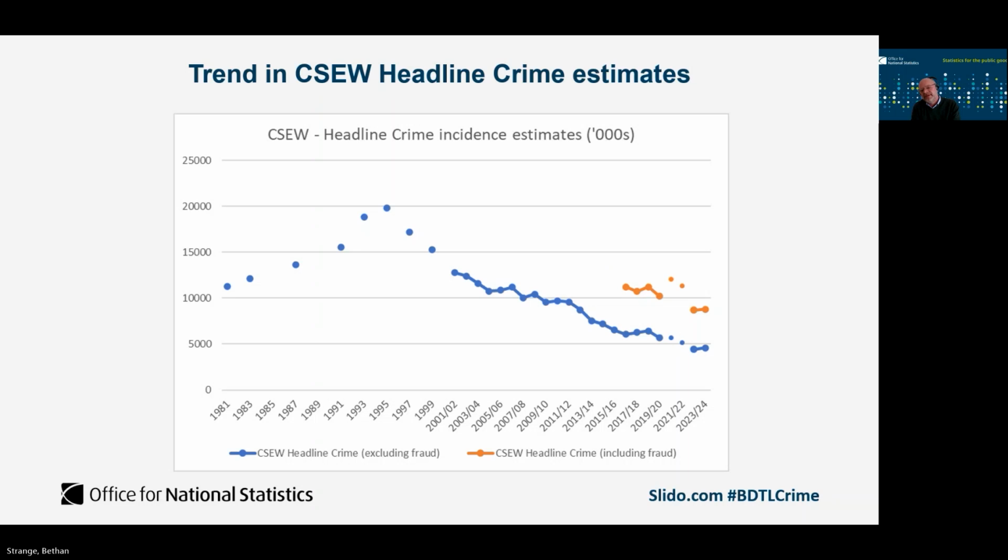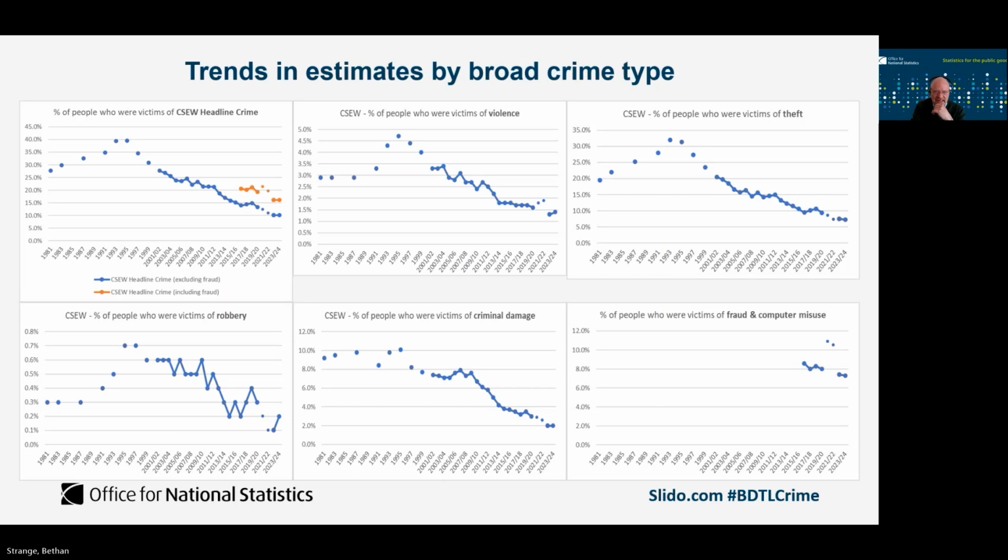They jumped quite a lot during the pandemic, which may have been a reality, but may have been partly due to the way that we had to change how we administered the survey. Next slide, please. And we can think about that in terms of not only the number of incidents, but the proportion of people who respond to the survey that were victims of those crimes. So the top left chart is those same crimes, but not the number of incidents, the proportion of people.